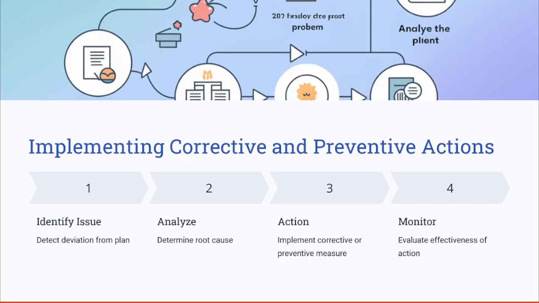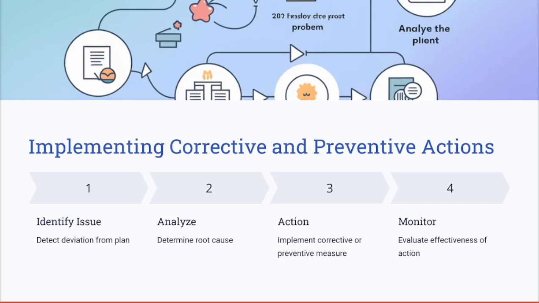Again, let's talk about corrective actions and preventive actions. In the previous session, we said that corrective actions are used to fix an existing issue such as schedule delays or cost overruns. On the other hand, preventive actions mitigate the risks before they become a problem. Both of these actions ensure continuous project improvement.